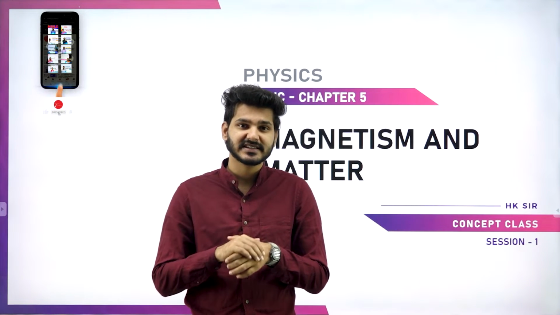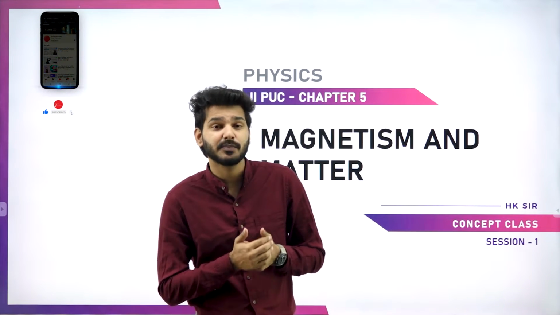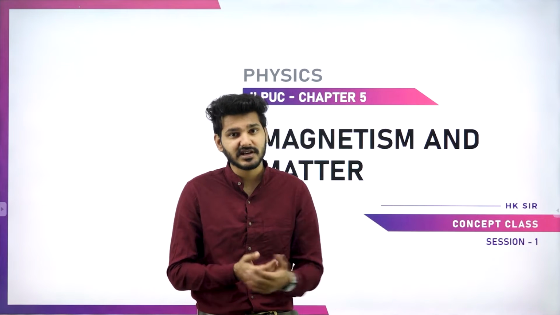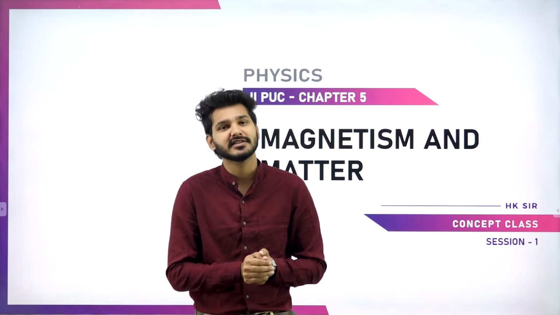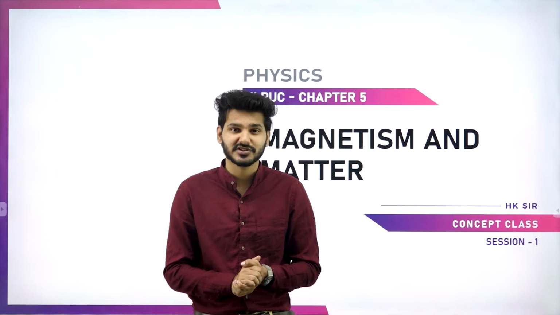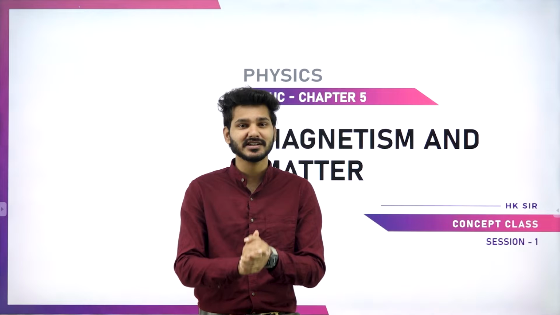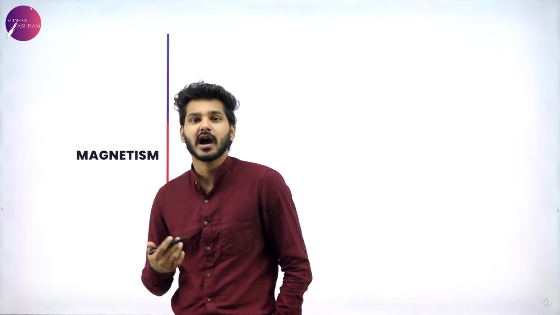So I won't be discussing everything in depth, as it is a basic comparison with the electric field and certain other topics we have already seen. So we'll be going a bit fast in this particular chapter because it's pretty much theory, but everything will be explained in detail. So what exactly are magnets?